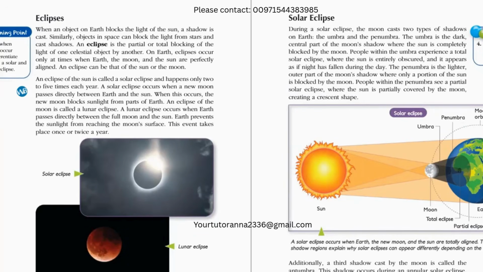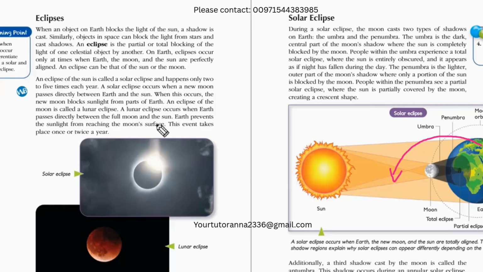But what happens is when the Earth, imagine this Earth came here, between the sun and the moon. This is called the lunar eclipse. Lunar eclipses occur when the Earth passes directly between the full moon and the sun. Full moon, we keep that in mind. Full moon and the sun. Earth prevents sunlight from reaching the moon's surface. So what happens? The Earth prevents the sunlight from reaching the moon.